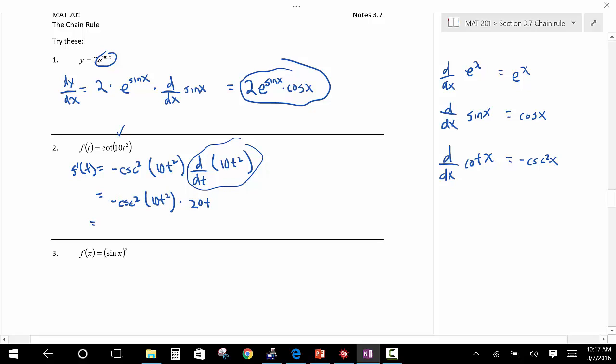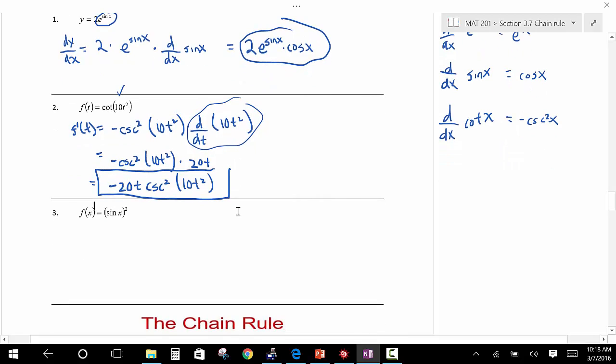The best way probably to write this, it's always good to write stuff in front of trig functions, just so that you're not confused about that 20t is not a part of that cosecant. So the best way to write this is negative 20t cosecant squared 10t to the second, like that. That's your derivative. Problem done. Okay, what do you think? Not bad? Okay, it's all a matter of how you look at these things.